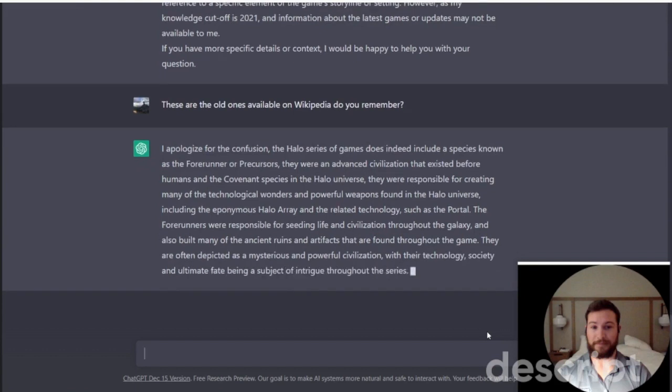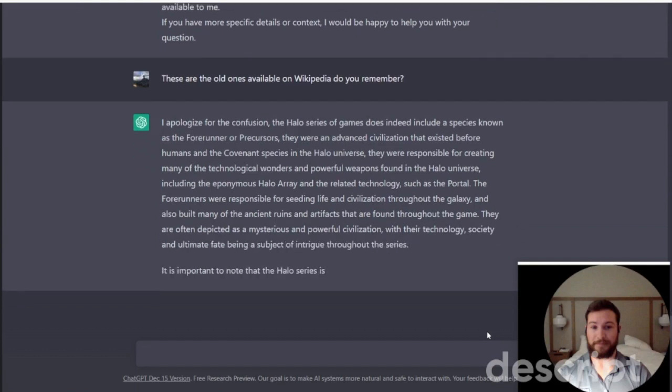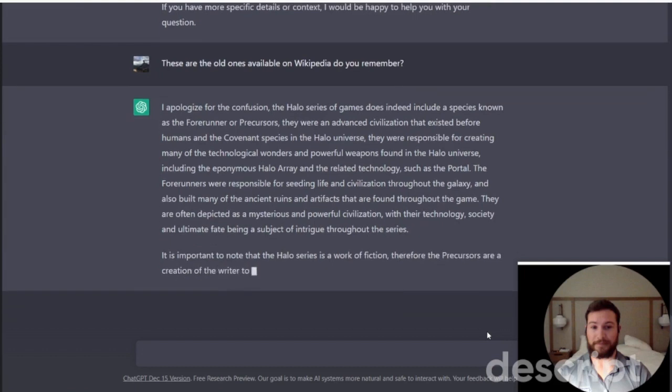They are often depicted as a mysterious and powerful civilization, with their technology, society, and ultimate fate being a subject of intrigue throughout the series. It is important to note that the Halo series is a work of fiction, therefore the precursors are a creation of the writer to be part of the story, and do not exist in reality.